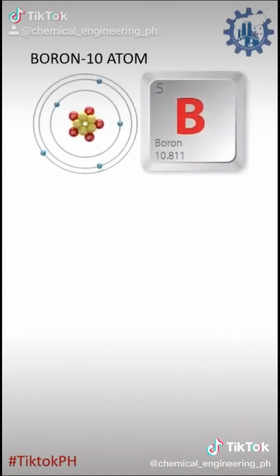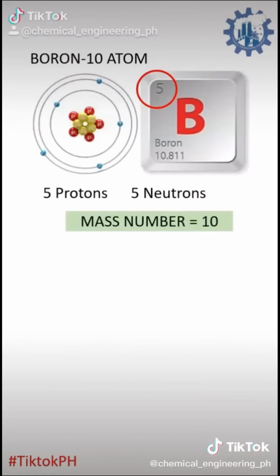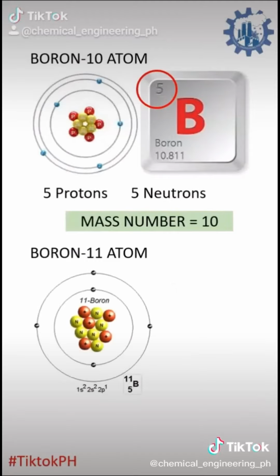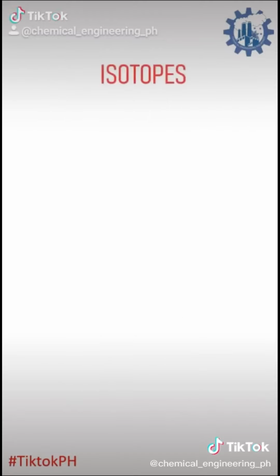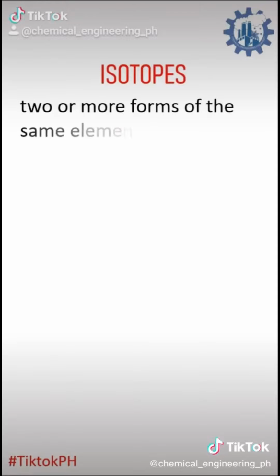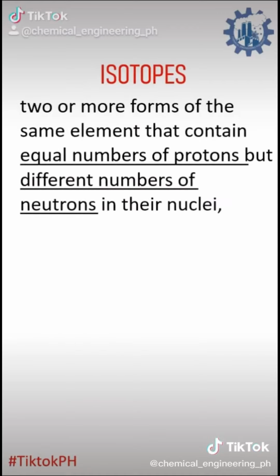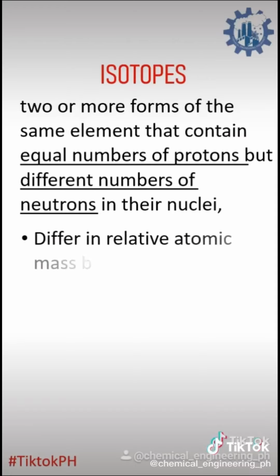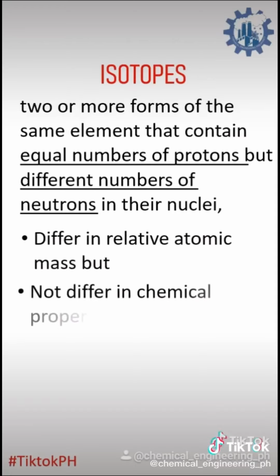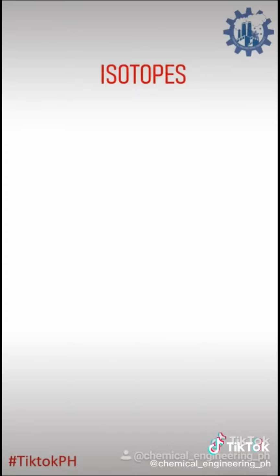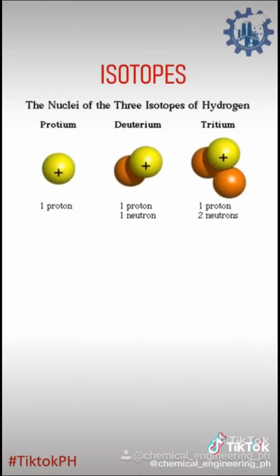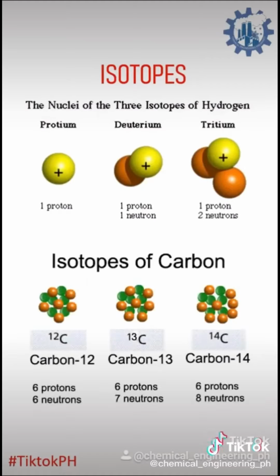We have learned that atoms of the same element may have the same atomic number but may differ in mass number. Such is the case of boron-10 having a mass number of 10, and boron-11 having a mass number of 11. This is what we call isotopes. Isotopes are two or more forms of the same element that contain an equal number of protons but different numbers of neutrons in their nuclei. They differ in relative atomic mass but not in chemical properties. Here are some examples of isotopes. The isotopes of hydrogen: protium, deuterium, and tritium. The isotopes of carbon: carbon-12, carbon-13, and carbon-14.